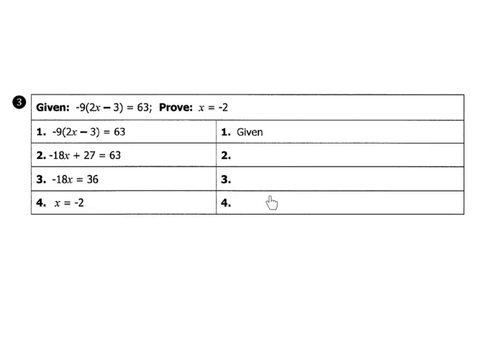So for now, we're just filling in the reasons. So what we want to do is ask ourselves, how did we go from step 1 to step 2? How did we go from this to this? What we did was we distributed the negative 9 to both terms inside the parentheses. So we did negative 9 times 2x, negative 9 times negative 3, and that got us negative 18x plus 27. So how we went from steps 1 to 2 would be our reason that would go in line number 2, and that would be the distributive property. So we put distributive property as our reason number 2.